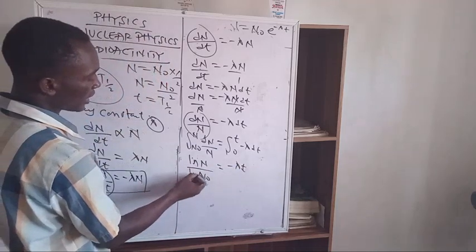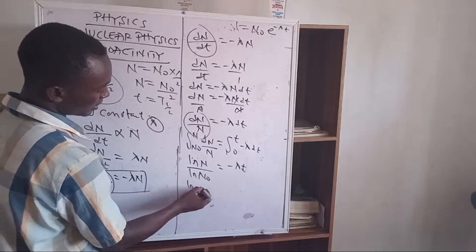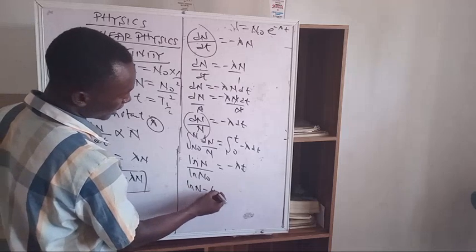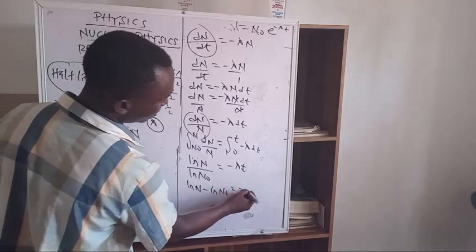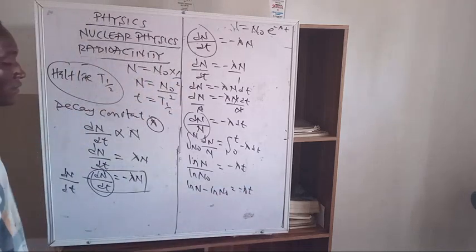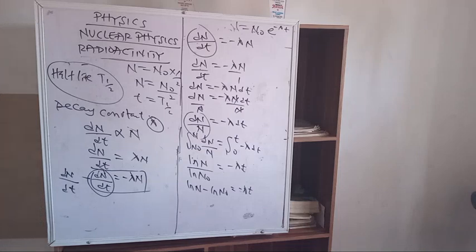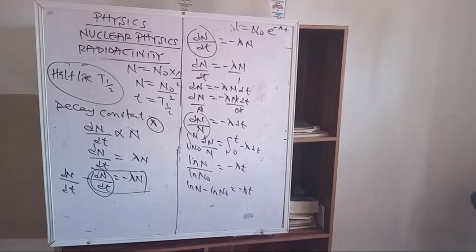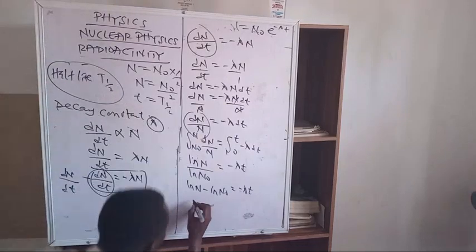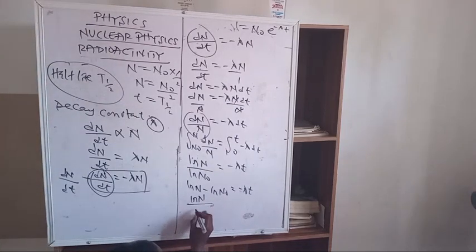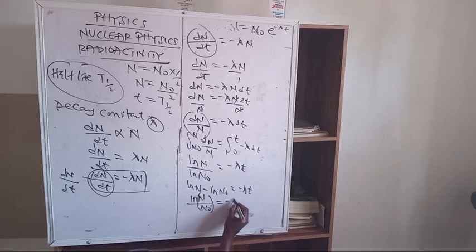So ln n over ln n naught is also ln n minus ln n naught, which is equal to minus lambda t. Now, if this is the case, I'm going to introduce a logarithm of e to both sides. Once I have ln n minus ln n naught equal to minus lambda t, and it is also a division, I can rewrite it as ln n over n naught, everything equal to minus lambda t.